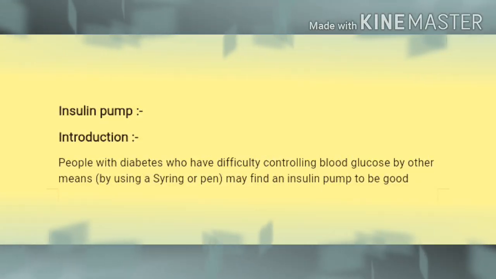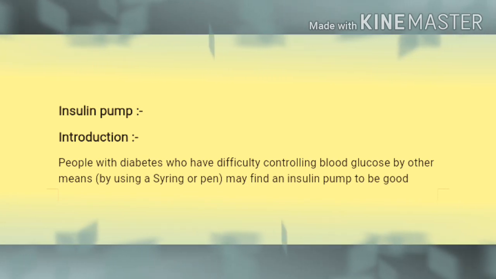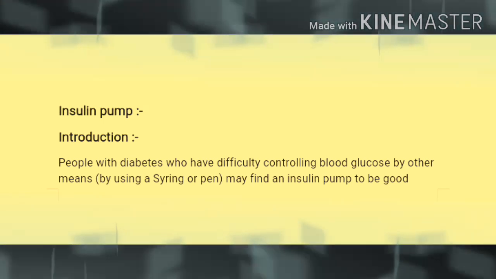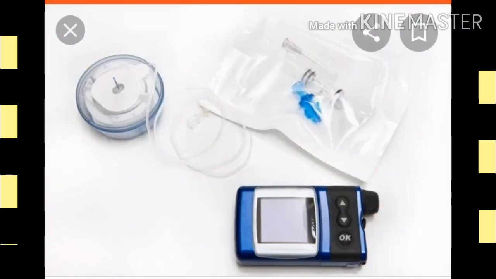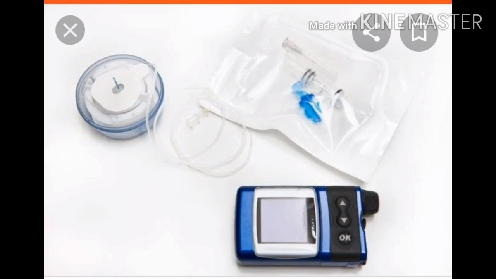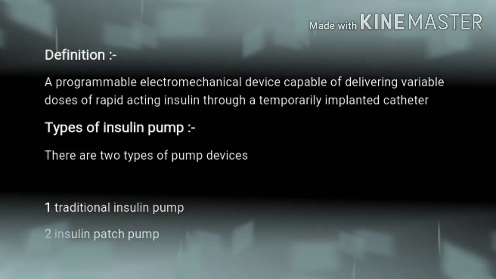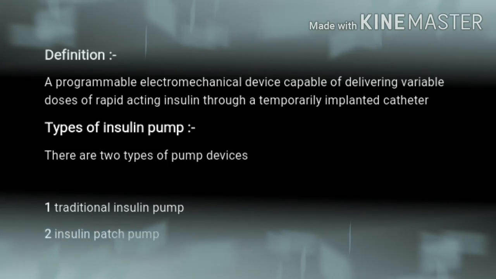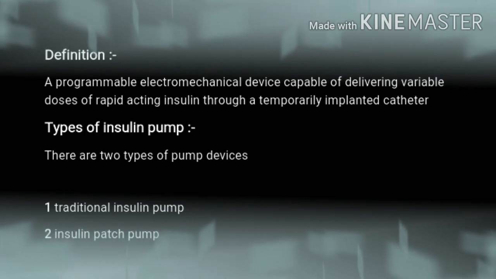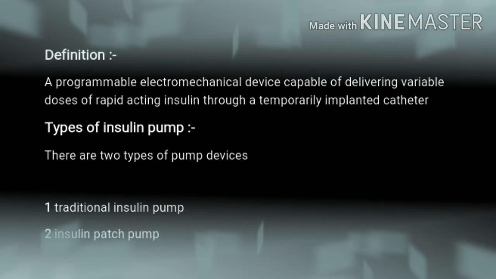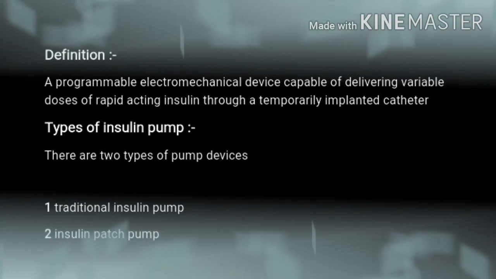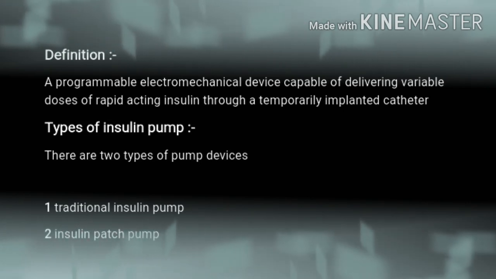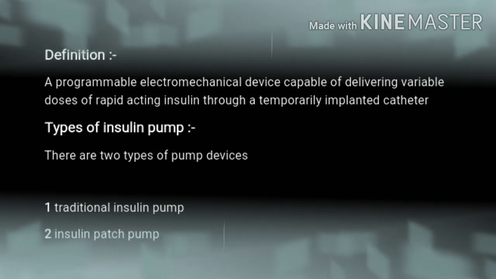Introduction of insulin pump. People with diabetes who have difficulty controlling blood glucose by other means may find an insulin pump to be a good therapy option. Then definition of insulin pump. A programmable electromechanical device capable of delivering variable doses of rapid acting insulin through a temporarily implanted catheter. In this definition, it is a programmable electromechanical device which is capable of delivering variable doses of rapid acting insulin.